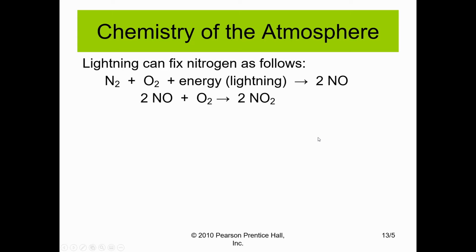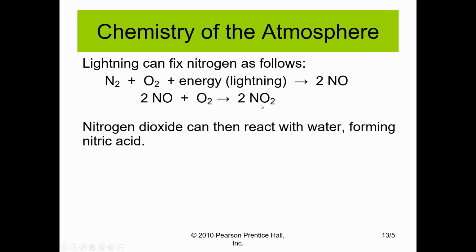If you recall, when we discussed acids and bases, nitrogen monoxide is an acid anhydride. Nitrogen monoxide can also react with oxygen to form nitrogen dioxide. Nitrogen dioxide was also listed as an anhydride. Nitrogen dioxide is an acid anhydride which can react with water to form nitric acid. This is what that reaction looks like.